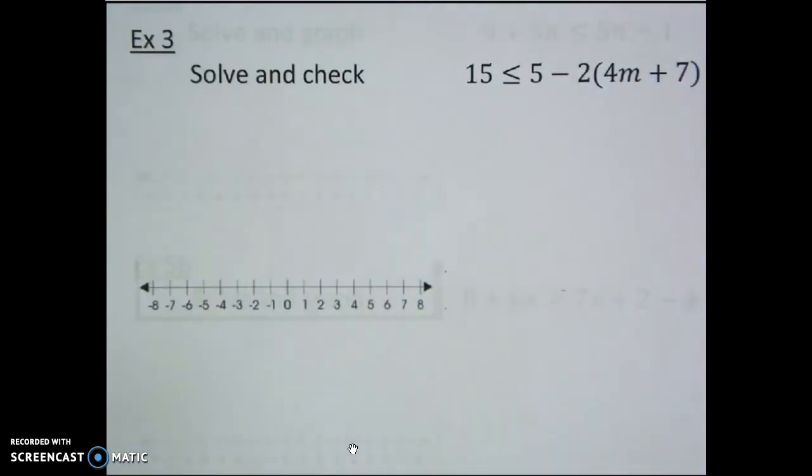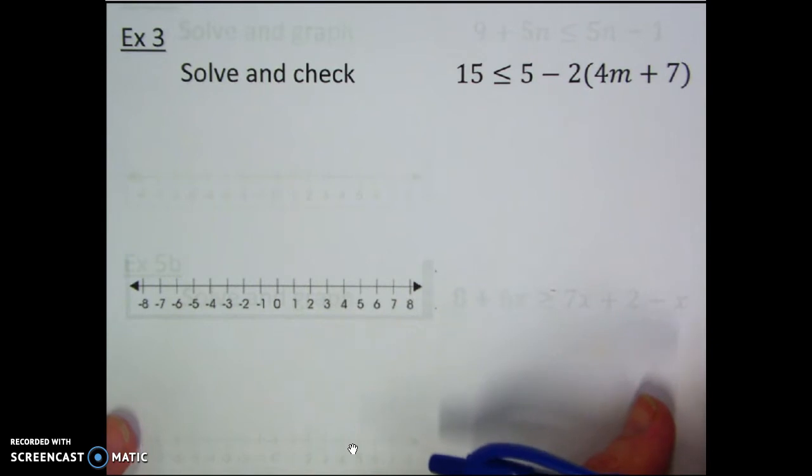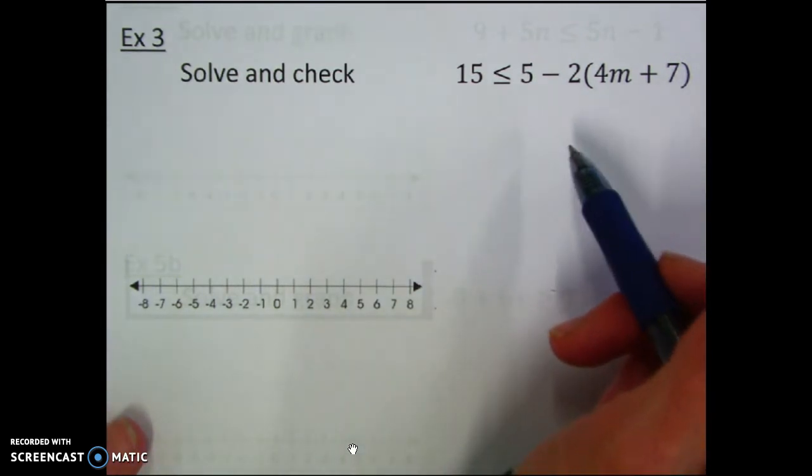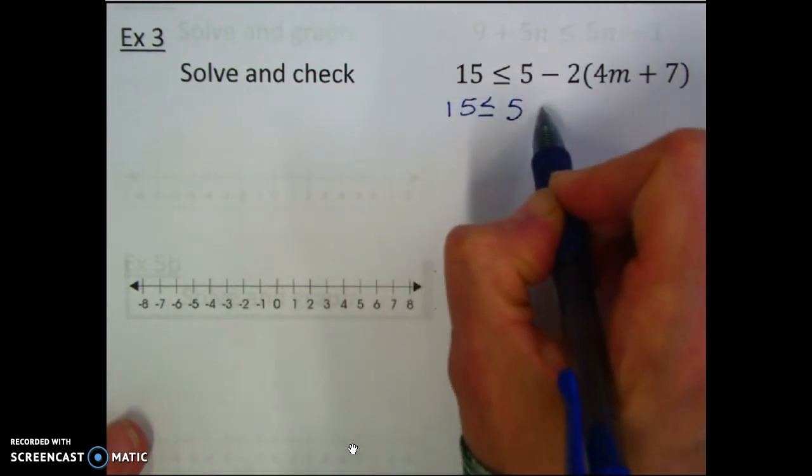Okay, I'm going to do one more of those. This one has multi-steps in it. I think this is 4 steps. So we're going to take a look here. Now, if you recall, the first thing we want to do was distribute to get rid of parentheses.